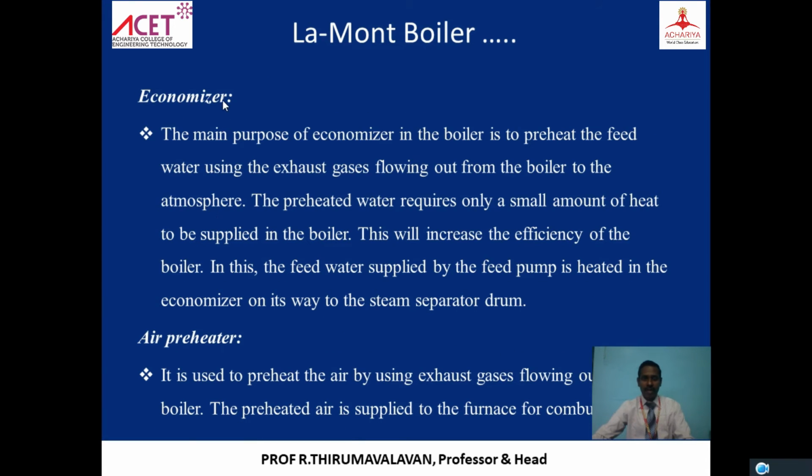The next one is the economizer. The economizer is one of the devices which increases the boiler efficiency. It takes the heat from the exhaust gases which would go out as waste. The main purpose of the economizer is to preheat the feed water using the exhaust gas flowing out from the boiler to the atmosphere, which after the superheater would otherwise go to the atmosphere as waste gas.